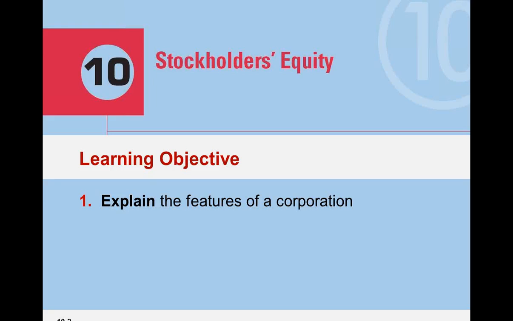And now we're to Chapter 10. So we've basically covered the asset section of the balance sheet and the liability section of the balance sheet in more detail up to this point. And now we're going to cover the stockholders' equity section in more detail. So let's get started. The first objective was to explain the features of a corporation.